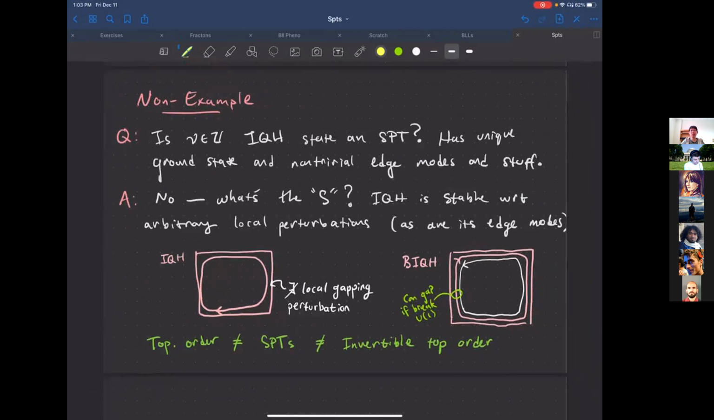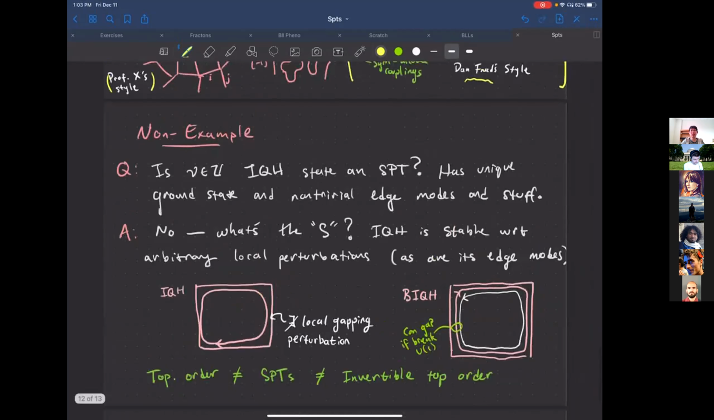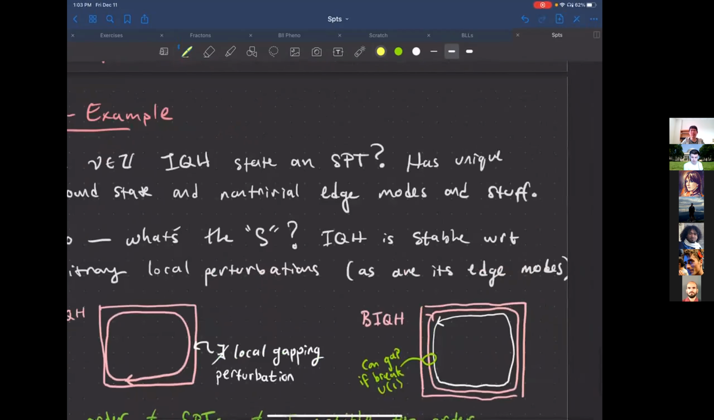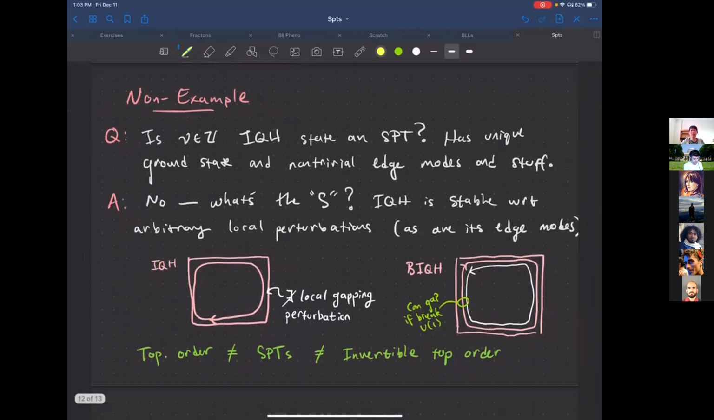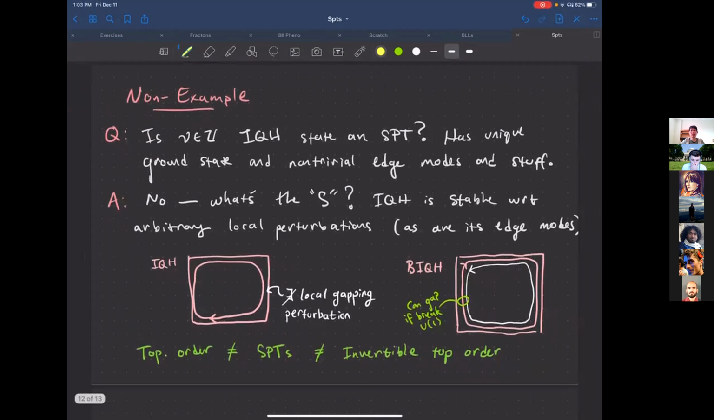Then, okay, last slide, just to clear up some confusion that I remember I had a while ago: there are things that look like SPTs in a lot of the senses in the ways that I've described them above, but in fact should not be called SPTs in the definition of today's discussion.